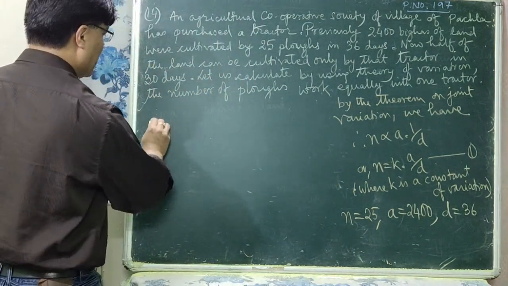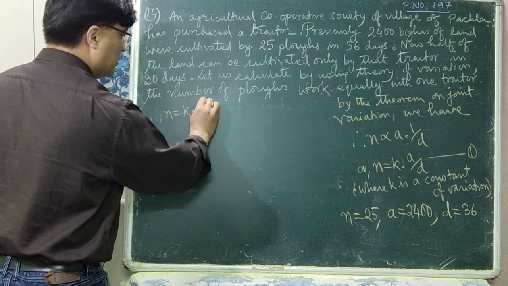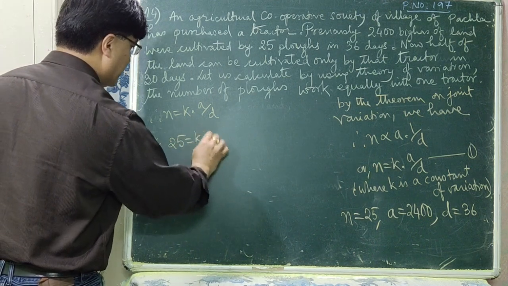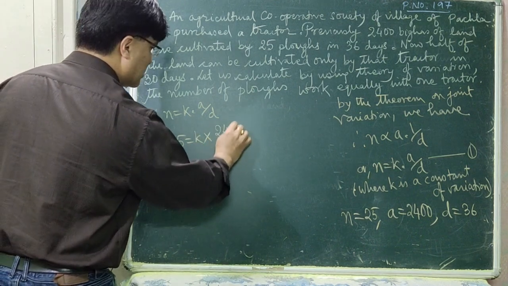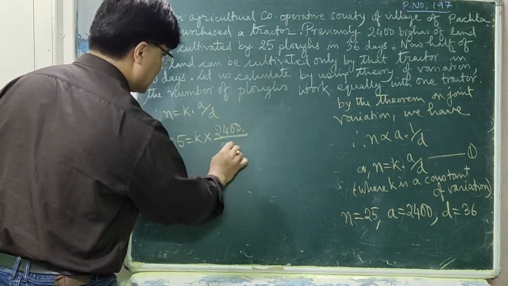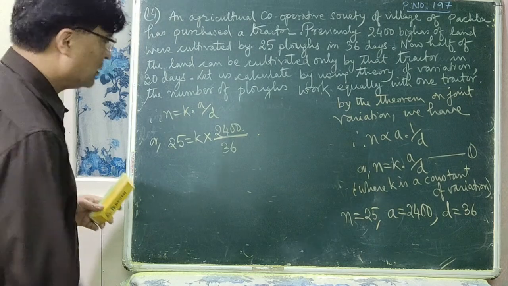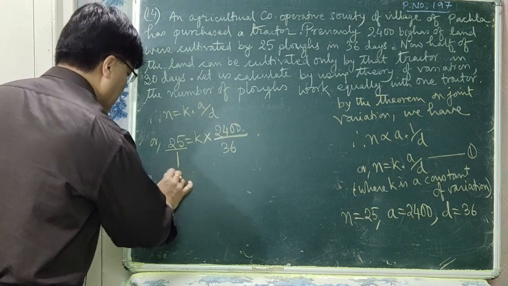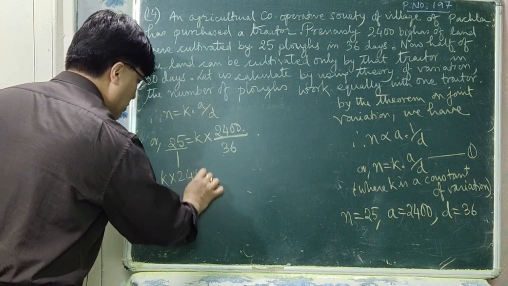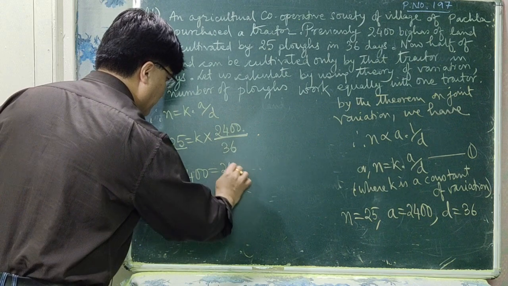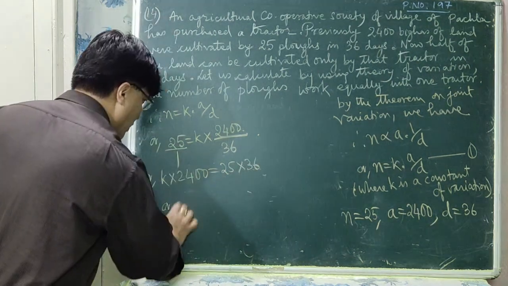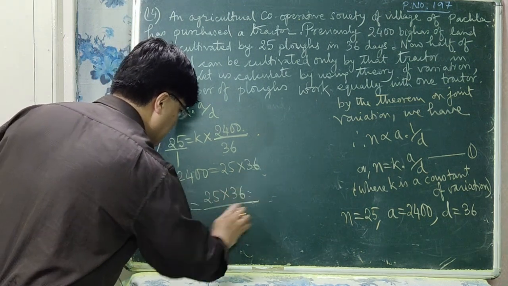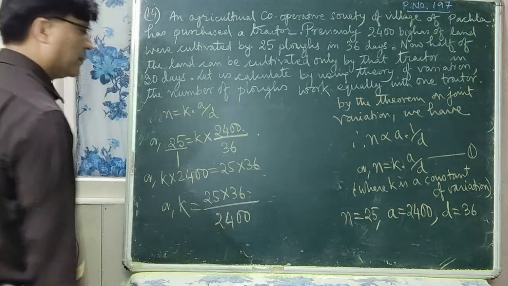So let us put the values. That is, n is equal to k into a by d. What is n in this case? It is 25. k into what is the value for a? 2400, divided by what is the value for d? It is 36. Is that clear now? Let us do the cross multiplication. Cross multiply: k into 2400 is equal to 25 into 36, or k is equal to 25 into 36 divided by 2400.